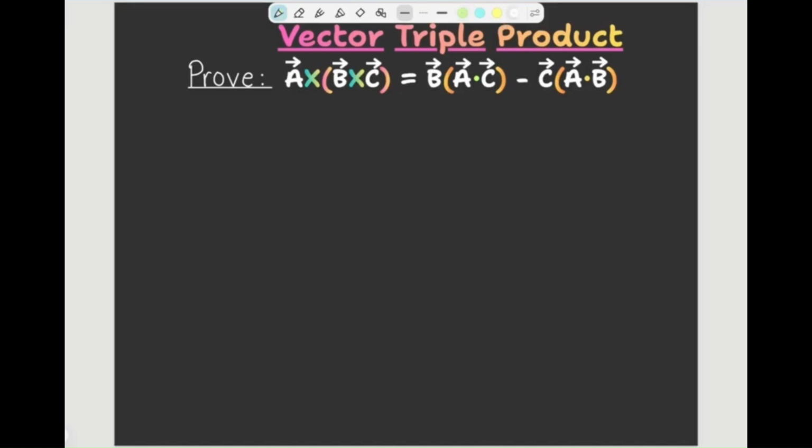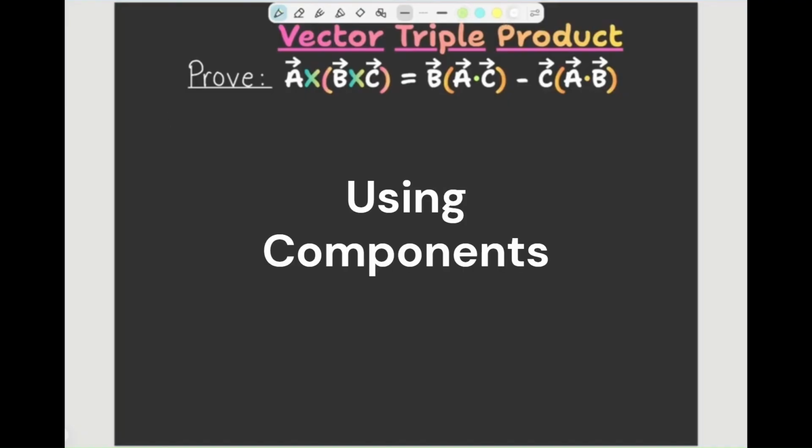In this video, we are going to prove the vector triple product identity, vector A cross vector B cross vector C equals vector B times the dot product of vector A and C minus vector C times the dot product of vector A and B, by using the vector component method. This is going to be a relatively lengthier and more tedious method of proving the vector triple product identity as compared to proving it using the Levi-Civita symbol.